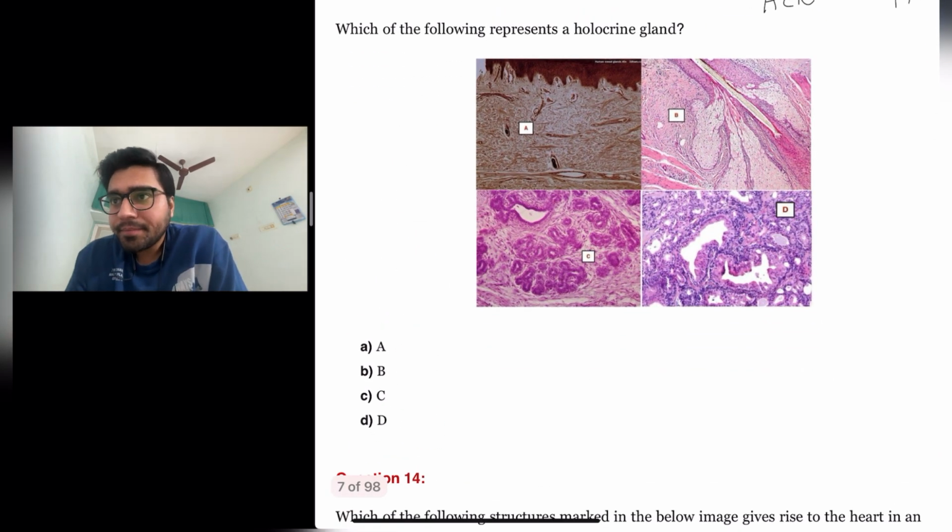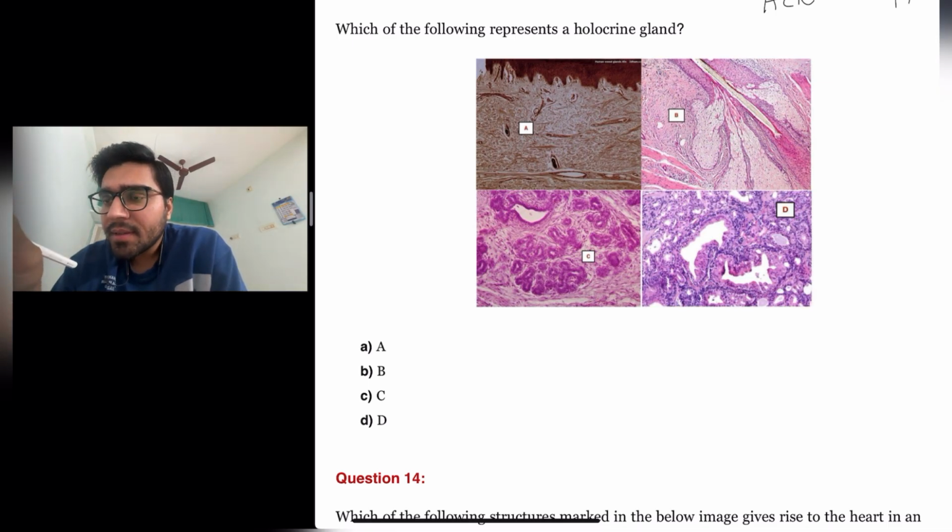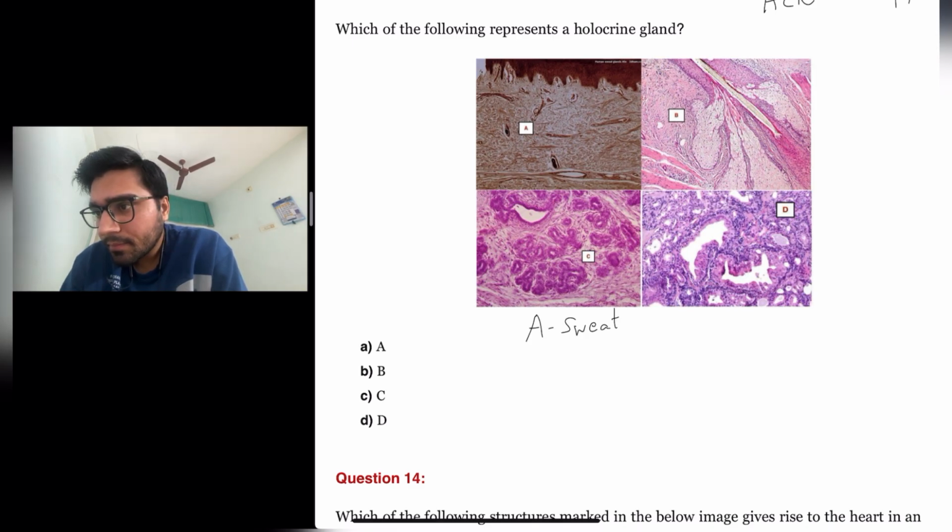Which of the following represents a holocrine gland? Let us discuss each and every image. The first image, A, is a sweat gland. The B image is a sebaceous gland.